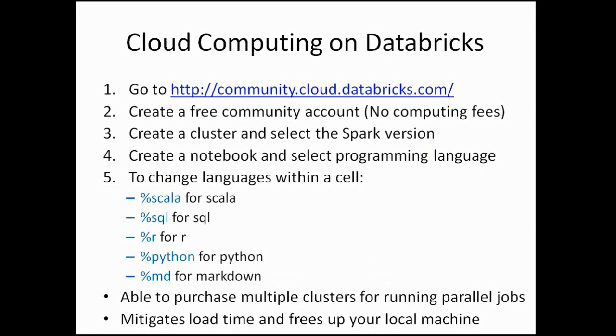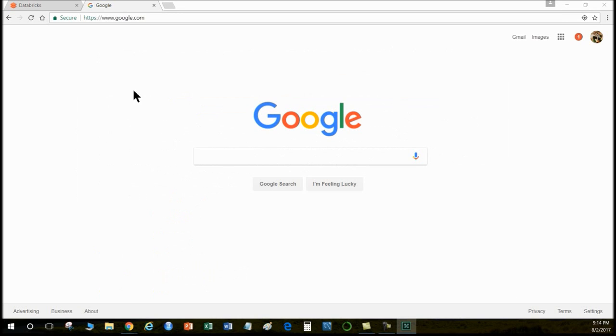For cloud computing on Databricks, you go to the Community Cloud website and make a free account, and there are no computing fees for the free account. Then you can create a cluster and write a bunch of code. The reason we're using cloud computing is that it mitigates load time and frees up your local machine. And if you buy the subscription, you could purchase multiple clusters. I'm going to show how to use Databricks.